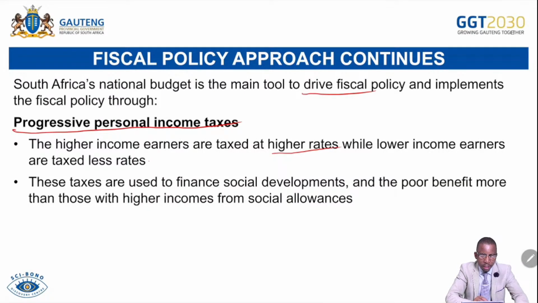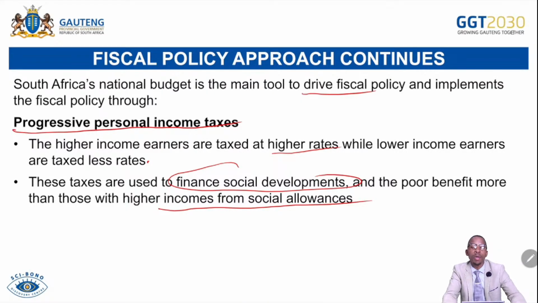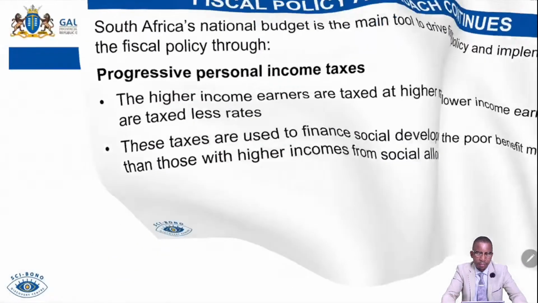So that simply means if you earn more, you pay more tax, but if you earn less, you pay less tax. These taxes are used to finance social development, and the poor benefit more than those with high income from social allowances. So the state intervenes by providing these grants using the money from taxes.